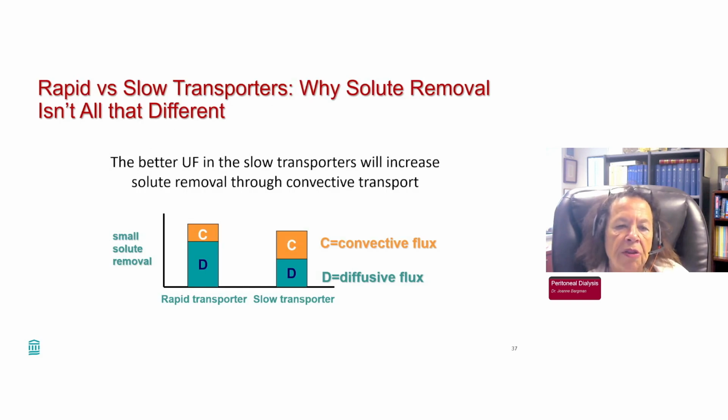And really, we used to call them high and low transporters, thinking that the ones where solutes went faster actually removed more solute, and therefore they were high transporters. But when you realize that the high transporters have better diffusive flux on your left there, that's in the D, but less convective flux because they have less ultrafiltration, and vice versa for the slow transporters, in the end, they're not really all that much different from each other. So that's why people have gone from saying high and low transporters more to rapid and slow transporters to pinpoint events that are actually happening across the peritoneal interface.